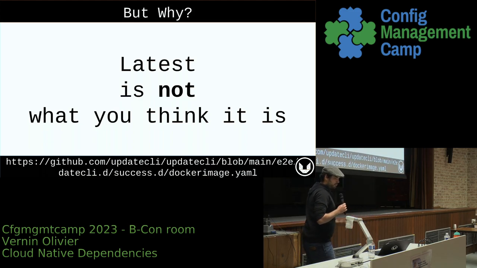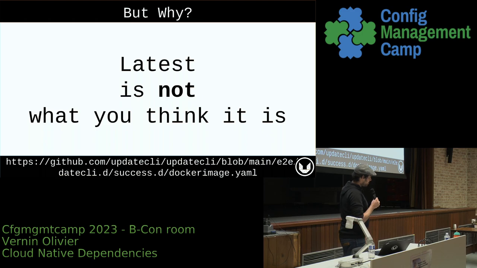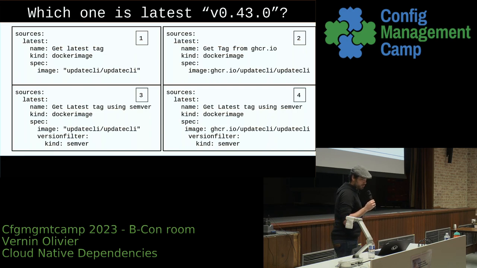I can't move on to another topic before reminding people that latest is not always what you think. So in this case, I want to do a small game. Those are four different updatecli versions. The current latest version of updatecli is 0.43.0. So I will just ask you, should all those manifests return the same value?